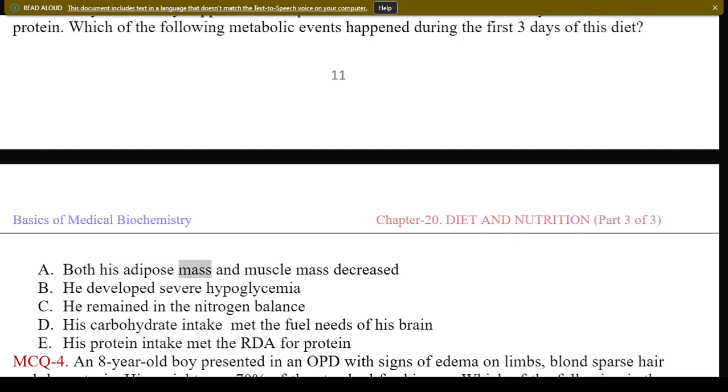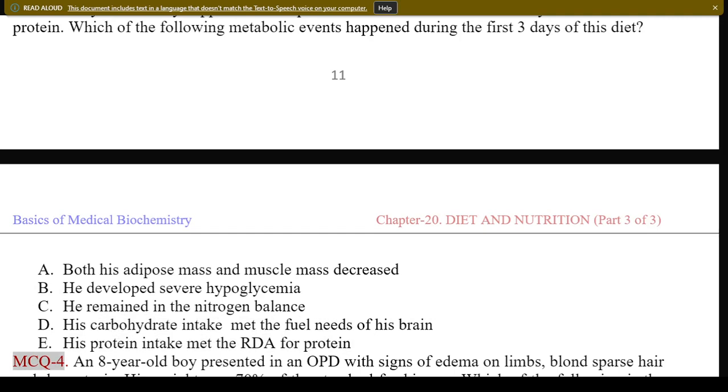A. Both his adipose mass and muscle mass decreased. B. He developed severe hypoglycemia. C. He remained in the nitrogen balance. D. His carbohydrate intake met the fuel needs of his brain. E. His protein intake met the RDA for protein.